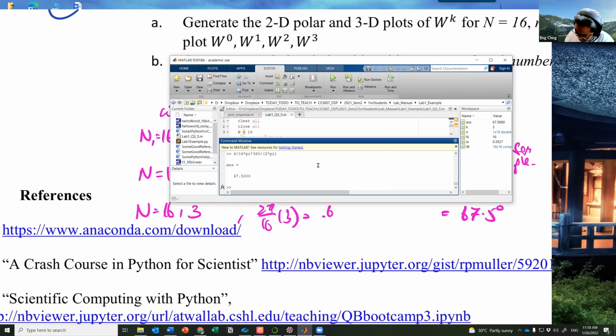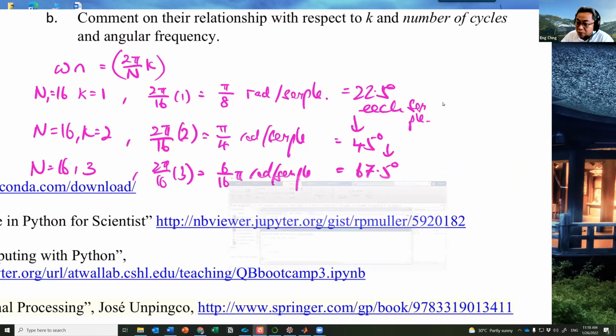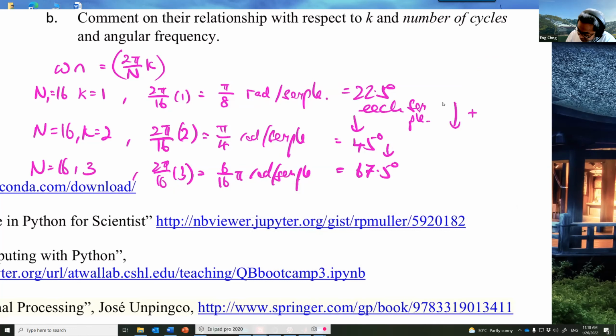So this is 6 over 16 pi radian per sample. You realize that I'm moving faster by 22.5 degrees as I increase K. Originally, I was moving 22.5 degrees at each step. If I increase K by 1, I'm moving by 45. If I increase K by 1 more, so where is this 22.5?